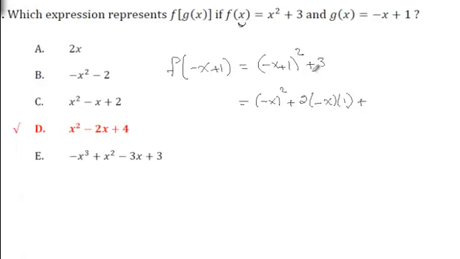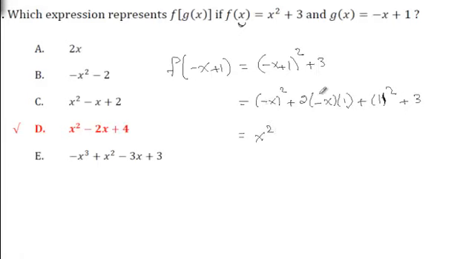And then finally plus the second square, which is 1 squared. And we don't forget that we have also plus 3. Okay? So now we simplify. It's equal to minus x squared. Minus squared is plus, and x squared is x squared.